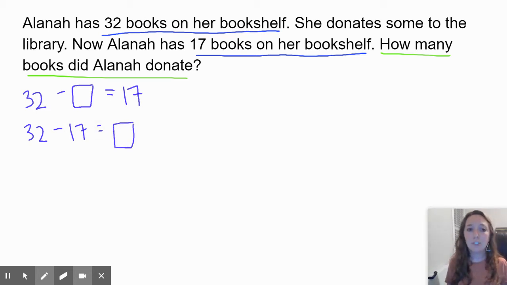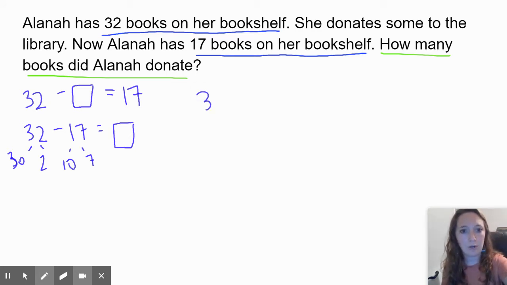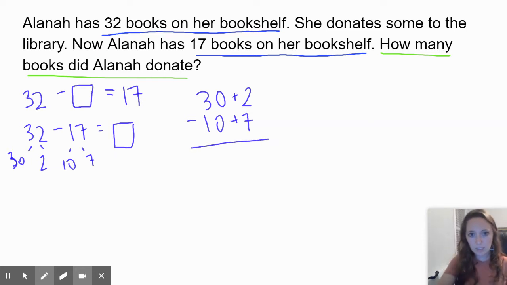Now to solve this, I'm going to do expanded form, and I'm going to do base 10 block drawing at the same time so that you can see both of them. So for 32, I'm going to decompose that into 30 and 2, and the 17 into 10 and 7. So I'm just decomposing it or breaking it apart by place value. So now for expanded form, I'm going to do 30 plus 2 minus 10 plus 7. So if you look, this is the 32 and this is the 17. So I'm just doing 32 minus 17.